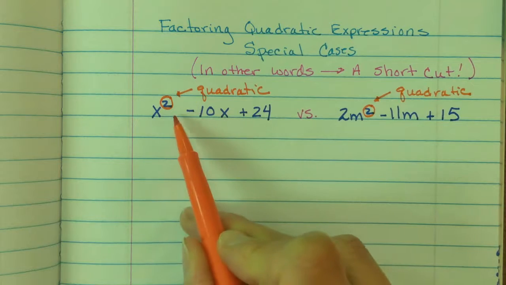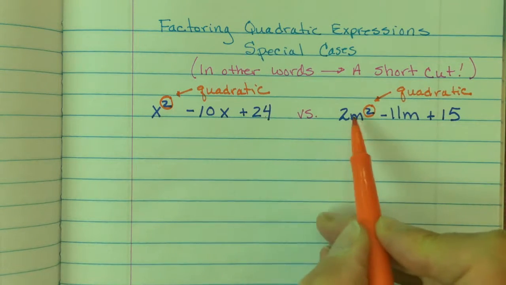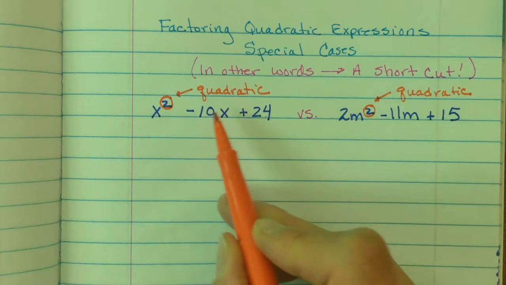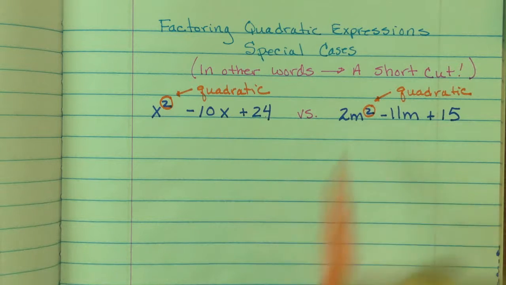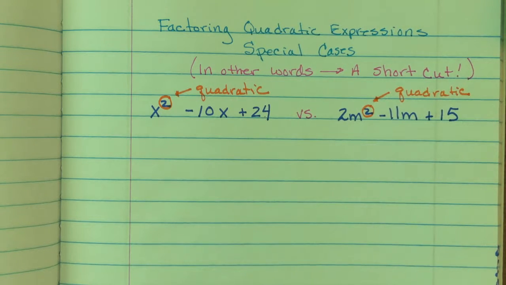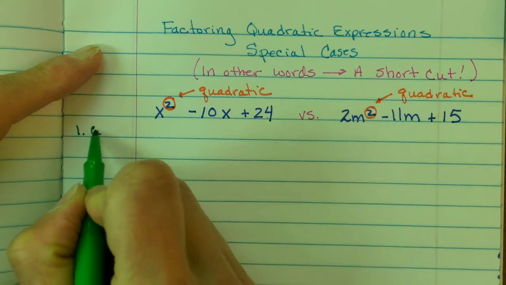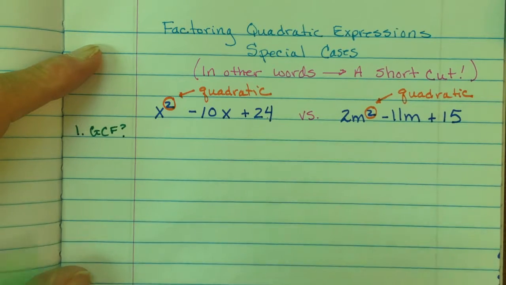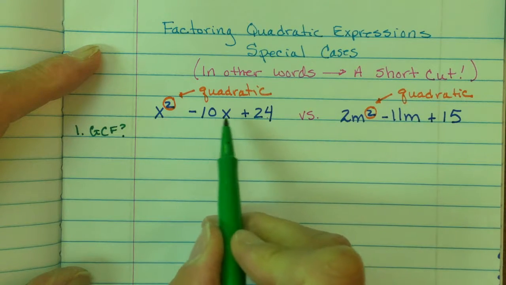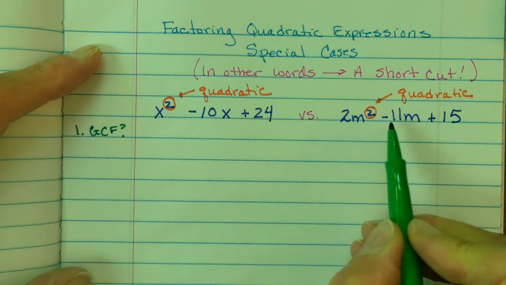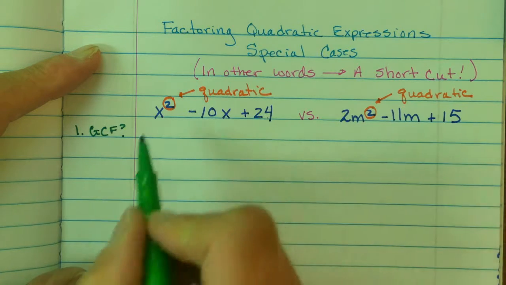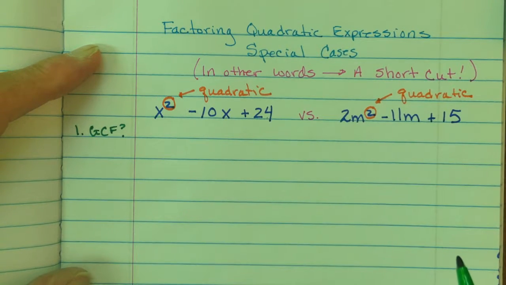That's okay. 3 terms, 1, 2, 3, 1, 2, 3. My middle term is a negative, same thing. My end term is a positive, same thing. Okay, so when we go to factor, the first thing we do is we always look for the greatest common factor. So I'm going to ask myself, for both of these, do they have a greatest common factor? The answer here is no, and the same thing here. There is no greatest common factor. So neither one of them have a greatest common factor.